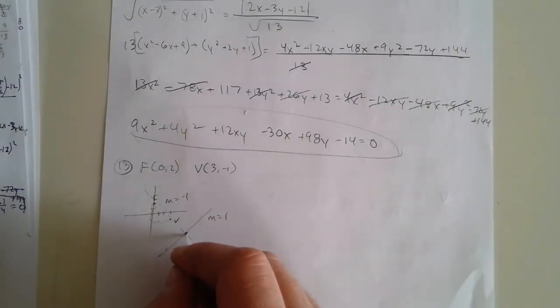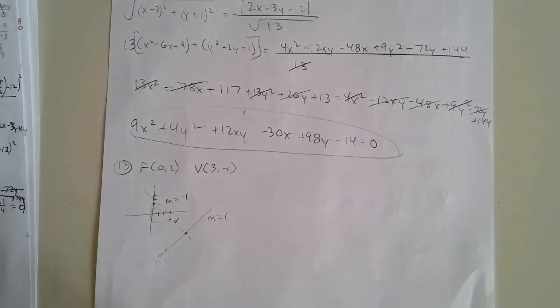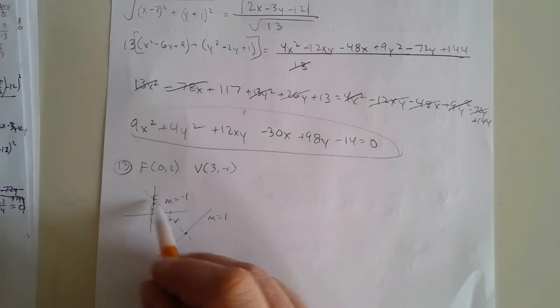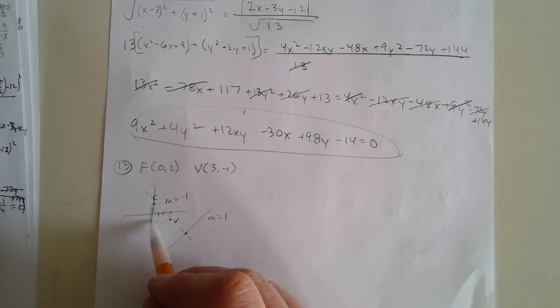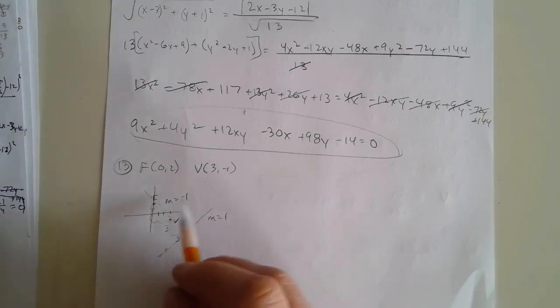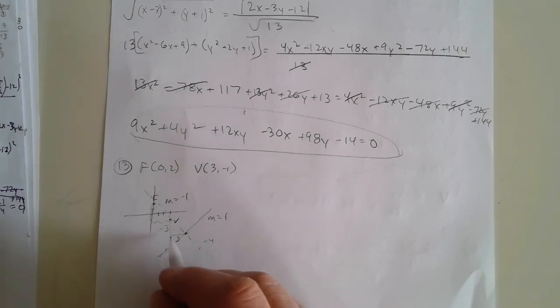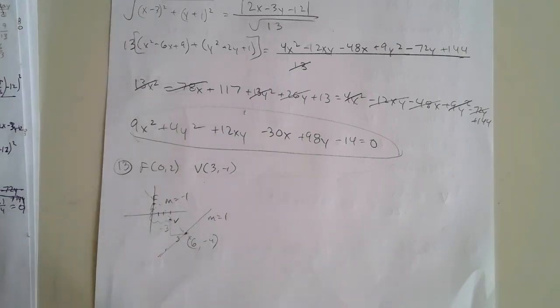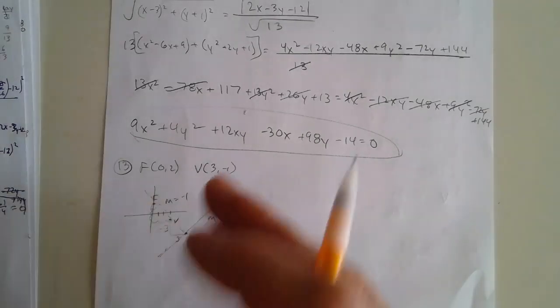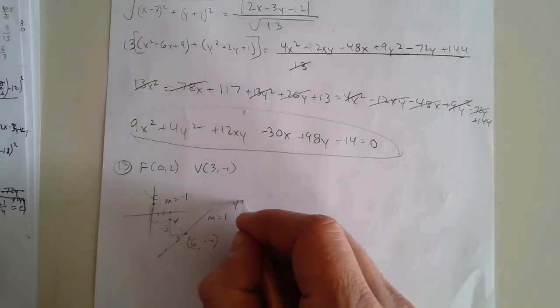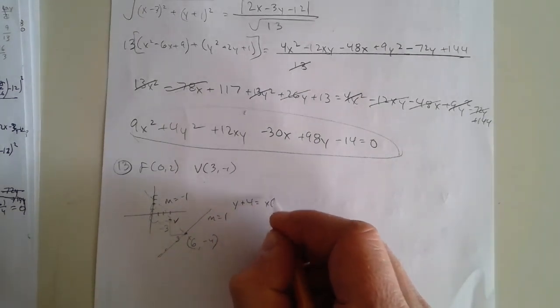Now, if we can find a point, and we can find it pretty easily, then we'll be all set. The reason is that the distance from the vertex to the focus equals the distance from the vertex to the directrix. We know these two distances are equal. If this one went down 3 and across 3, I go down another 3 and across another 3, and that gives me the point. Since the vertex is at (3, -1), going down 3 puts me at -4, and going right 3 puts me at 6. So (6, -4) is a point on the directrix. I know the equation of the directrix then is y + 4 = x - 6.